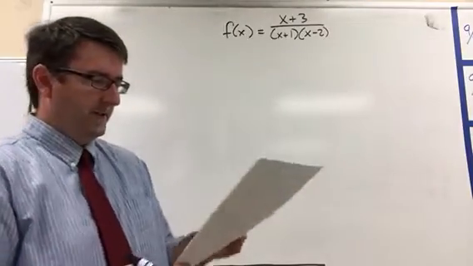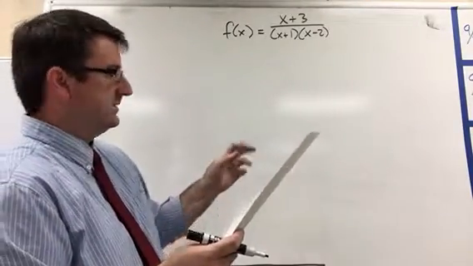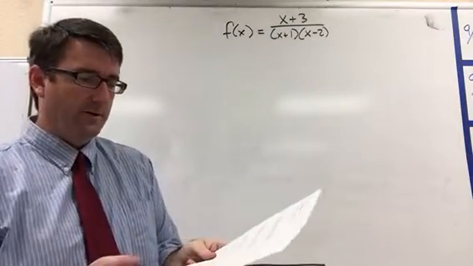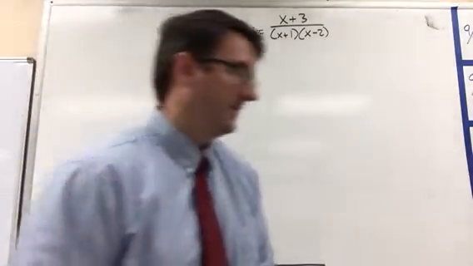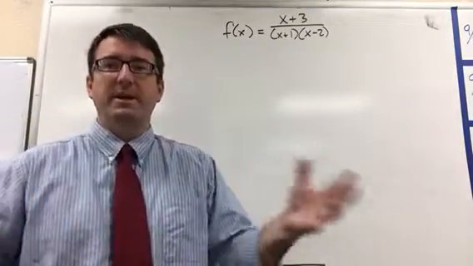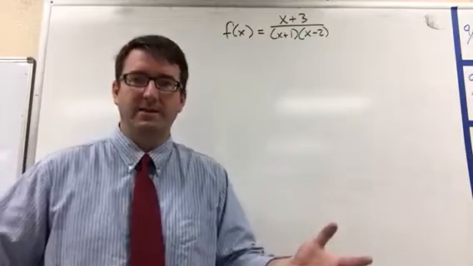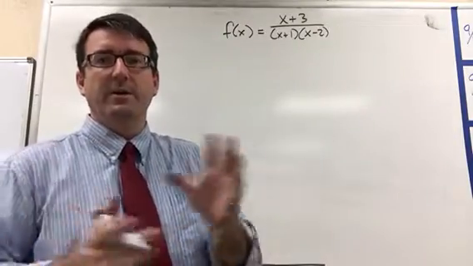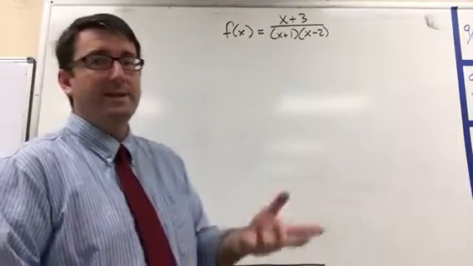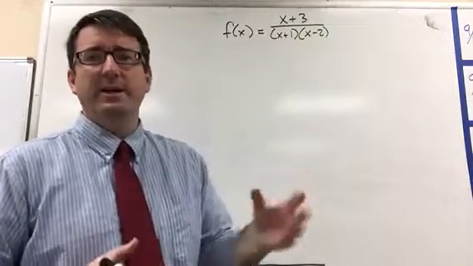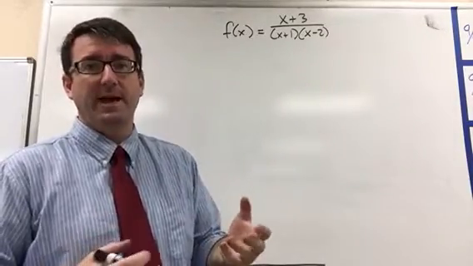For number 15, we're told to find the domain of this function and the equations of the vertical or horizontal asymptotes, if any. So for the domain, we're going to begin with the assumption that we can plug in anything for x. Anything from negative infinity to positive infinity, any real number is going to work. And then we try to figure out if there are going to be any limitations to that.